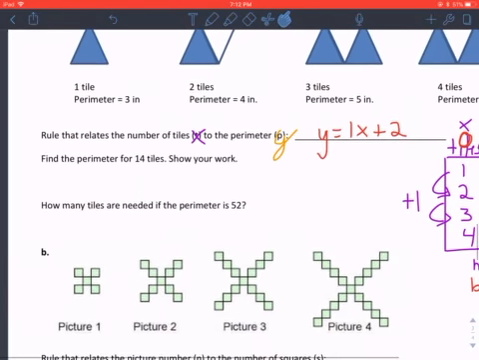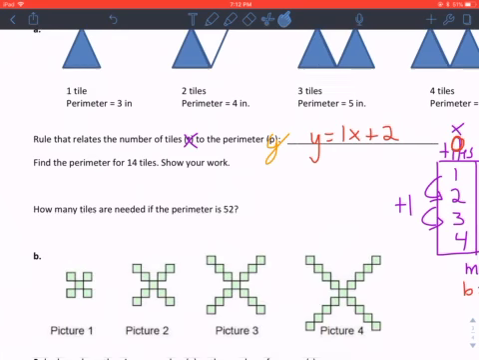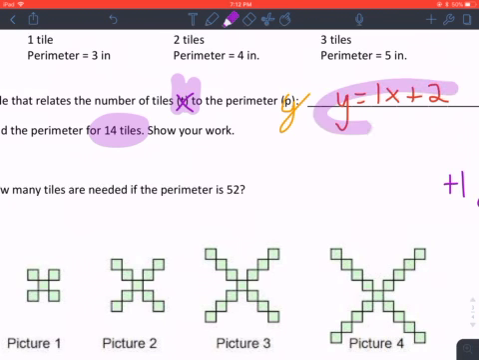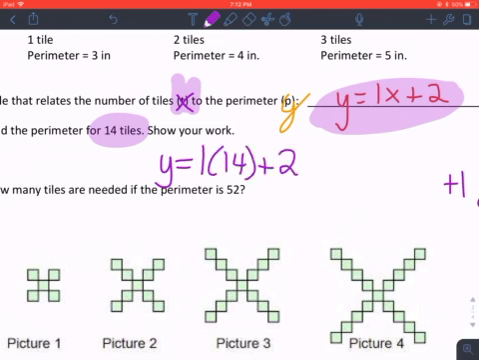Okay, so find the perimeter for 14 tiles, show your work. My tiles I labeled as X. So in order to solve this problem, I have to substitute 14 in for X, my number of tiles, into this equation right here. So I have Y equals 1 times 14 plus 2. 1 times 14 plus 2 is equal to 16. Therefore, the perimeter is 16 inches when I have 14 tiles.